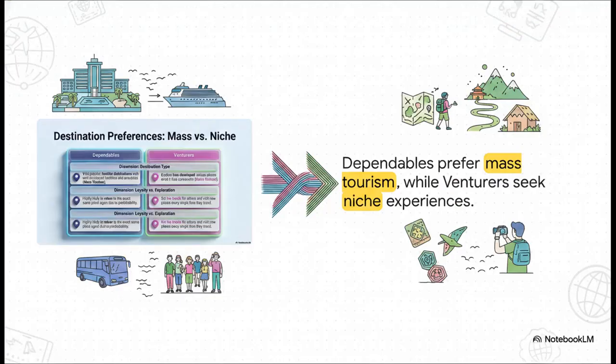And this difference is absolutely crucial. Dependables are drawn to those big, well-developed resorts and predictable package holidays. It's safe and easy. Venturers, on the other hand, are chasing the complete opposite. They want that one-of-a-kind, maybe slightly inconvenient experience that they can tell everyone about back home.